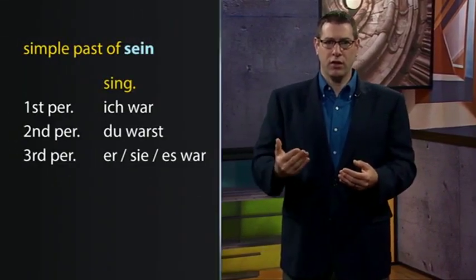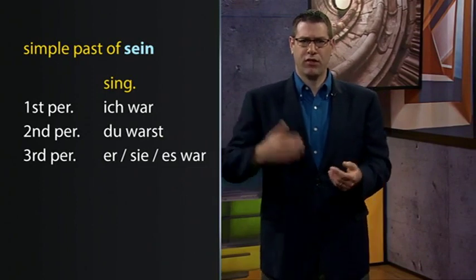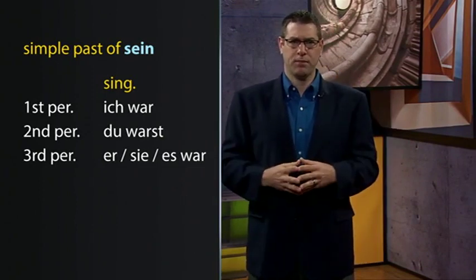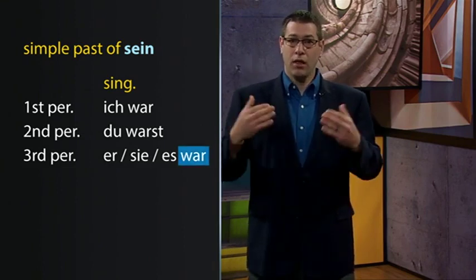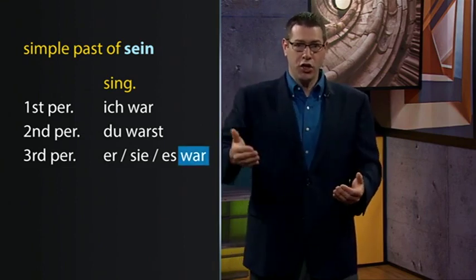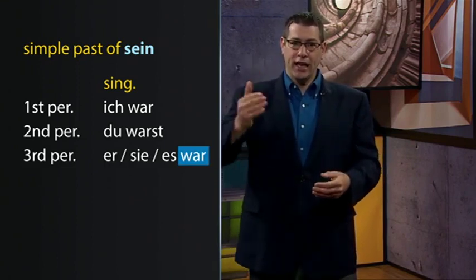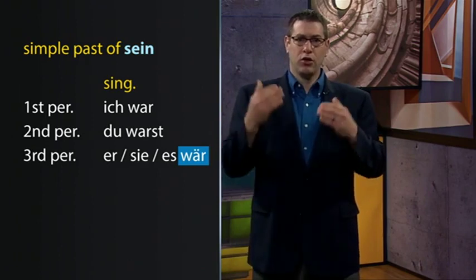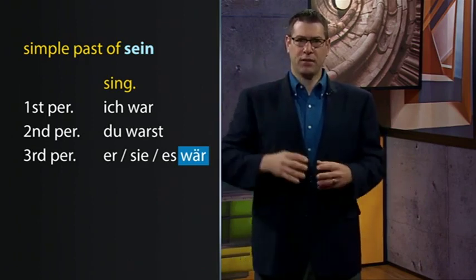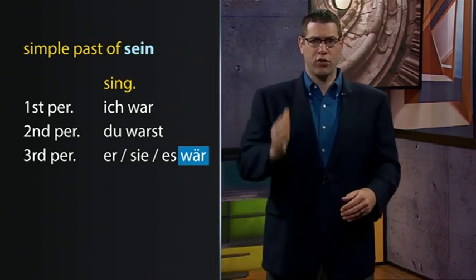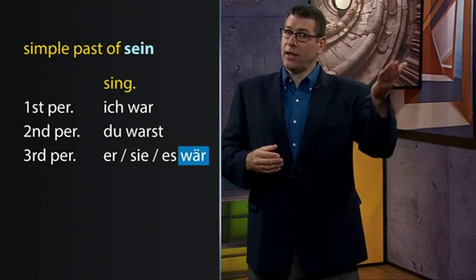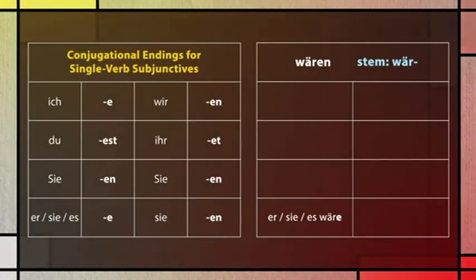To derive this single verb subjunctive form, we start with the third person singular simple past form of the verb, which for sein would be this: sie/es war. Then, because the vowels a, o, and u almost always take a vowel change in the subjunctive, we add an umlaut to the simple past form to get wär. This is now our single verb subjunctive stem. But we're not done yet, right? We still have to conjugate this single verb subjunctive stem with a subject. Thus, here's what the conjugational endings look like for single verb subjunctive stems.